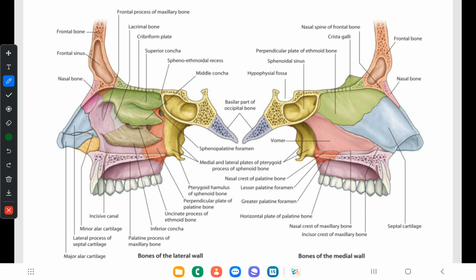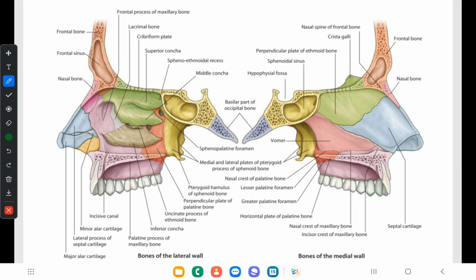Fourthly, the sphenopalatine foramen in the lateral wall of the nasal cavity connects with the pterygopalatine fossa. The structures passing through this foramen are the sphenopalatine artery, nasopalatine nerve, and superior nasal branches of the sphenopalatine ganglion.